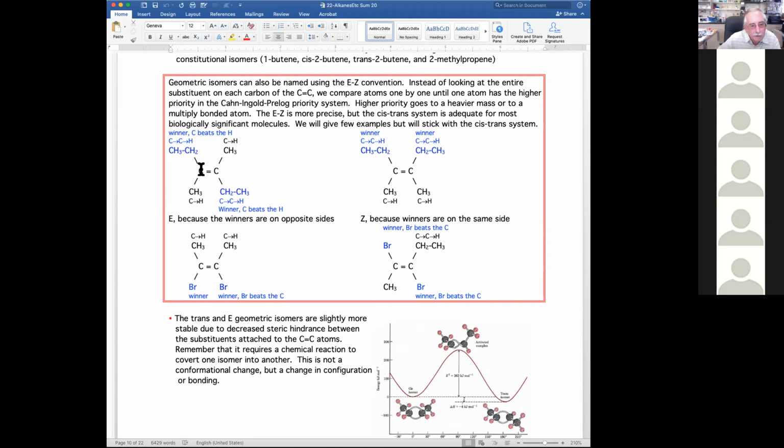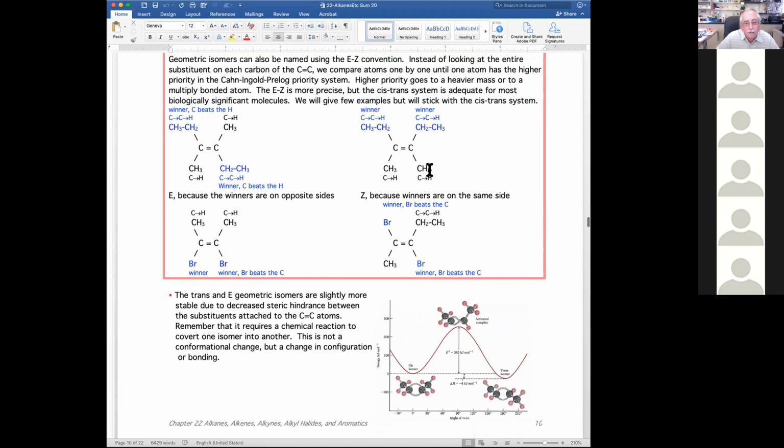Then I'm looking at this one. Here's a carbon to a carbon, so nobody wins. Here's a carbon to a hydrogen, but then a carbon to a carbon, and here's a carbon to a hydrogen. So this one wins. So now because the two winners are on the opposite side, it's called E, okay? If they're on the same side, it's called Z. And the way I always remember it is that, well, these are Z same. Stupid, but works for me.